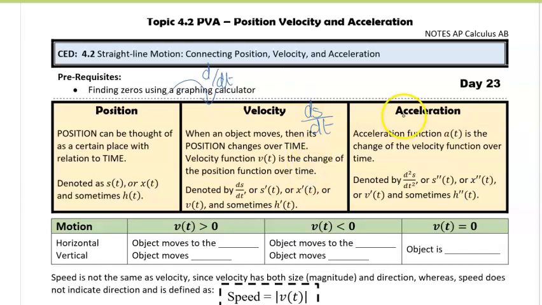And then acceleration, we know that if we find the derivative in terms of time, we get dv dt, and that gives me acceleration. So the acceleration function is the change of the velocity function over time. And we can see here the double derivative, the second derivative of position, s double prime, x double prime, or we can write it as v prime.